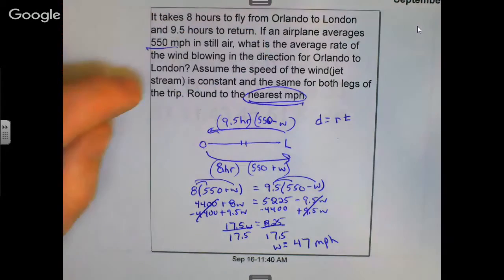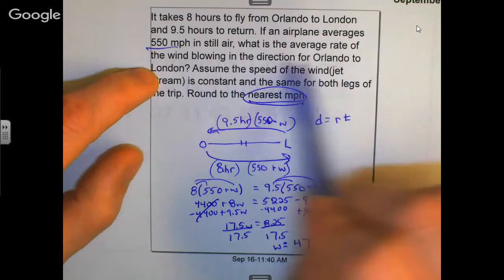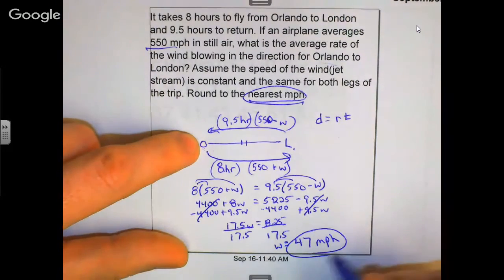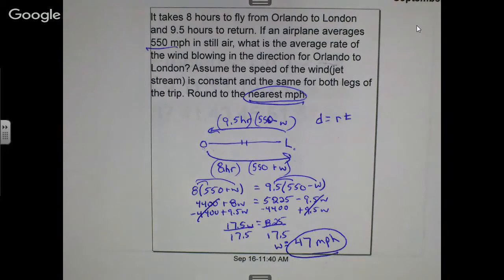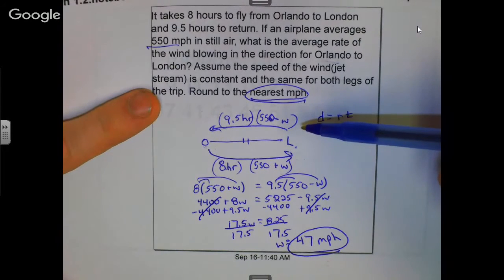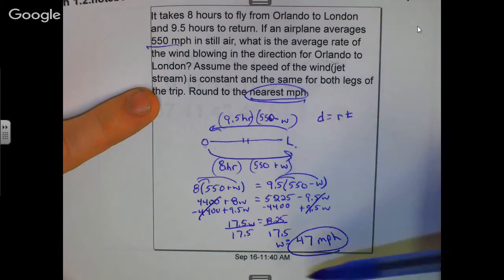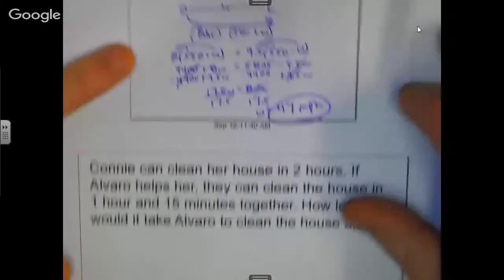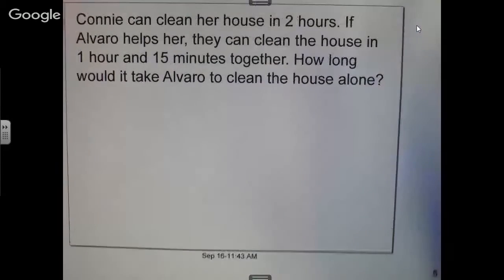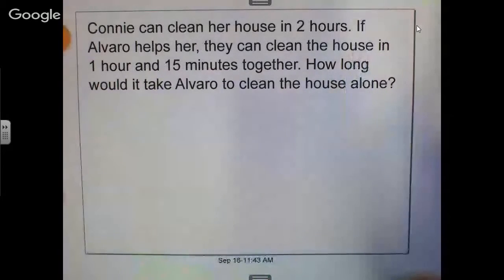Now go back. Does that answer the question? It says, what is the average rate of the wind blowing in the direction of Orlando to London? So it just wanted the wind speed, so we did answer the question. We do these types of problems with river, canoeing downstream and then back upstream, or kayaking, or stuff like that. Anything that combines two moving objects, or one moving object and wind or water or something else moving.